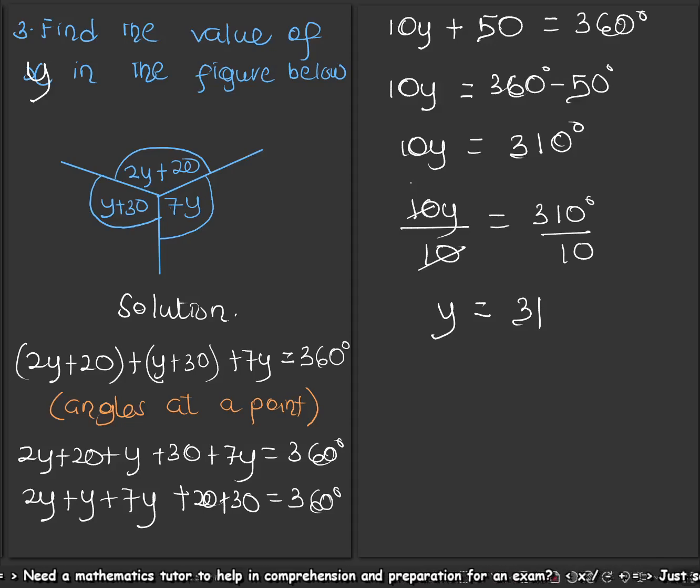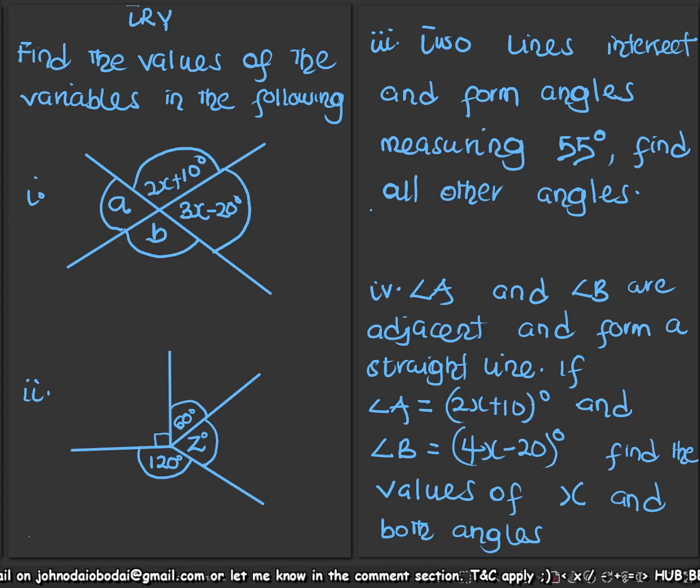In this video, we've looked at angle at a point, vertically opposite angles, and adjacent angles. So here are some questions you can try your hands on. You have to find the values of the variables in the following. This is the first one here. You have to look for x, and then the value of a, and then the value of b as well. Then for this, you just look for the value of z.